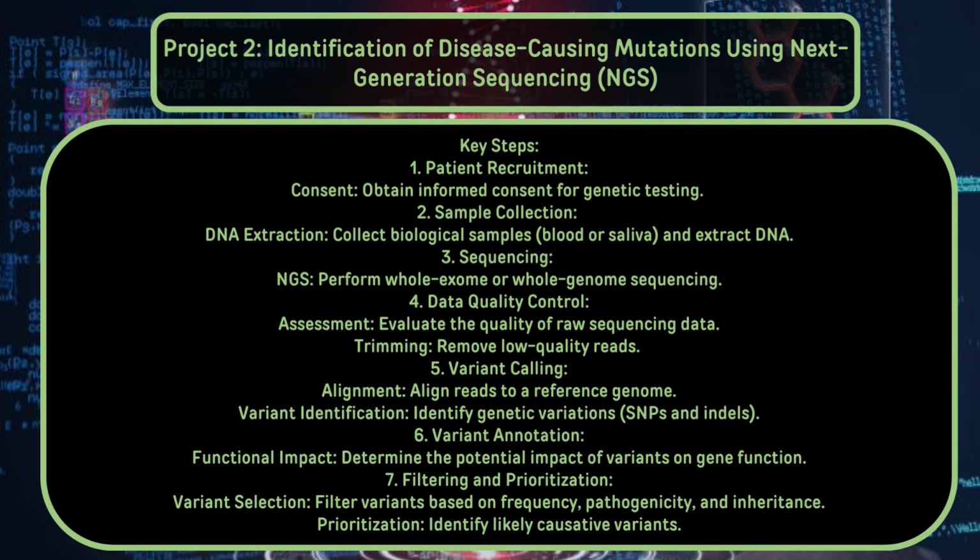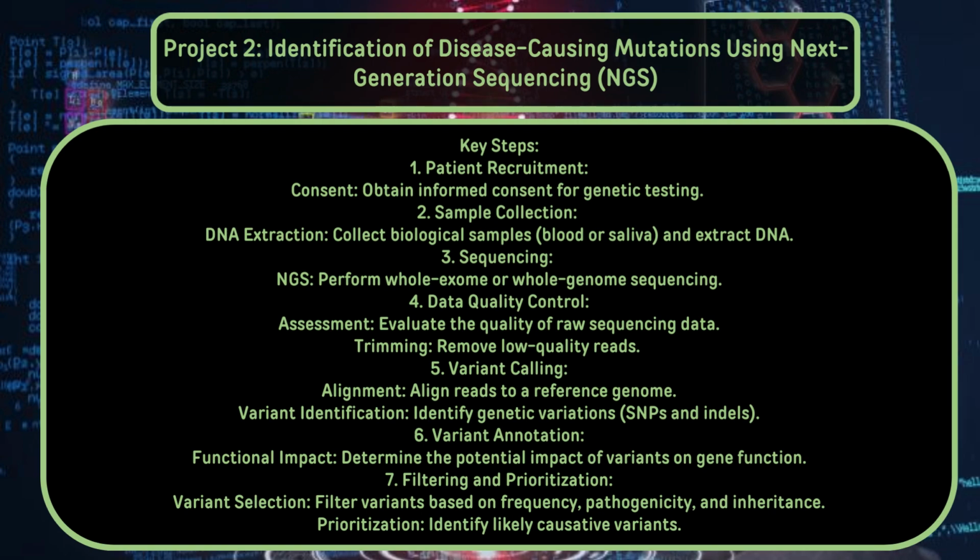Thermo Fisher. Then, quality control. Use FastQC to assess the quality of the raw sequencing data. Trim low-quality reads using bioinformatics tools. Then, variant calling. Align the clean reads to a reference genome using BWA or Bowtie. Then, call variants using GATK or SAMtools to generate a list of SNPs and indels.